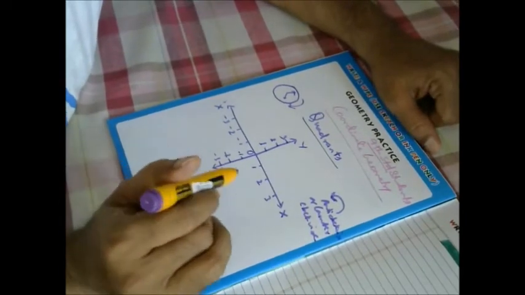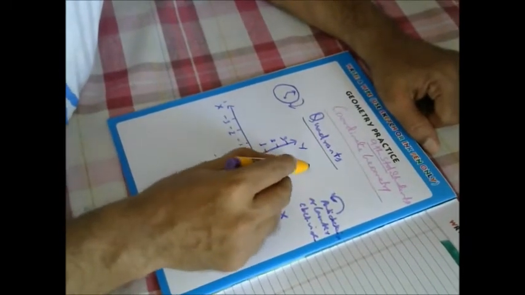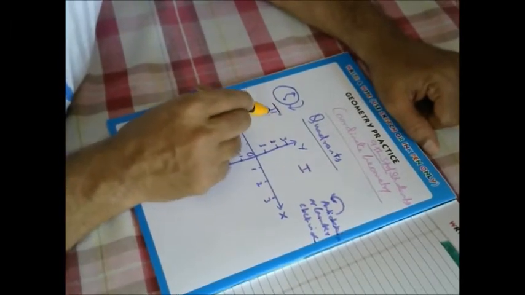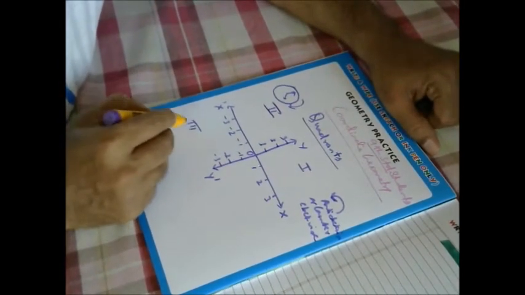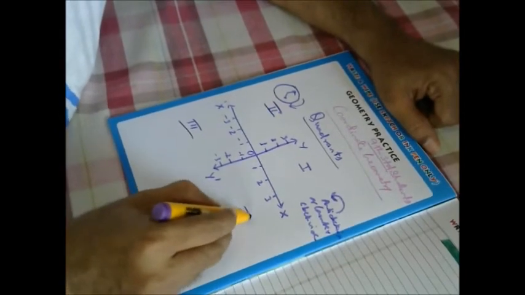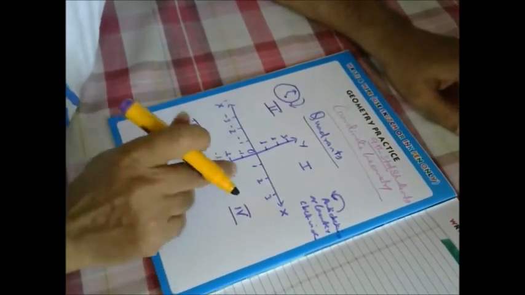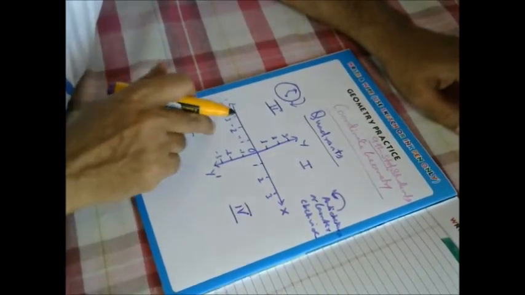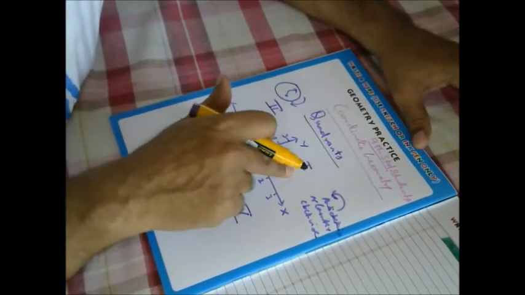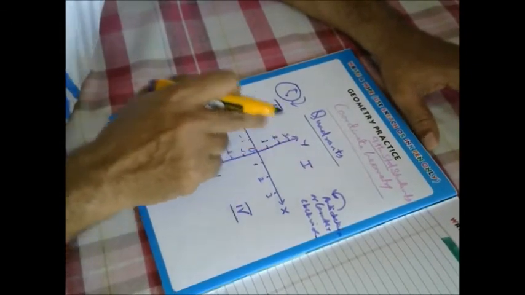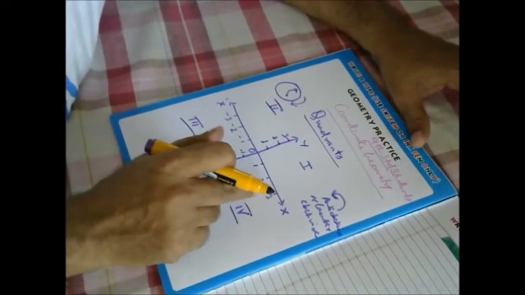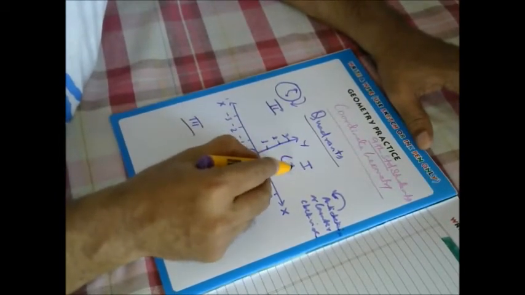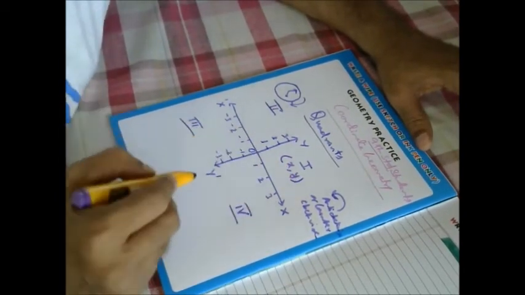Opposite to it is called anti-clockwise, and this is called the first quadrant. This is the second quadrant. This is the third quadrant, and this is the fourth quadrant. So what are we finding? In the first quadrant, x is positive and y is also positive. So its coordinates will be x and y, both positive.